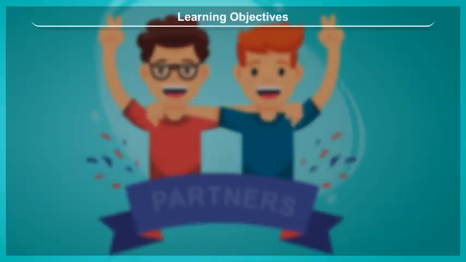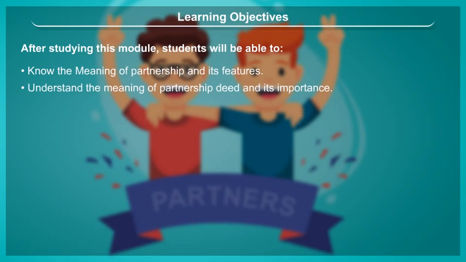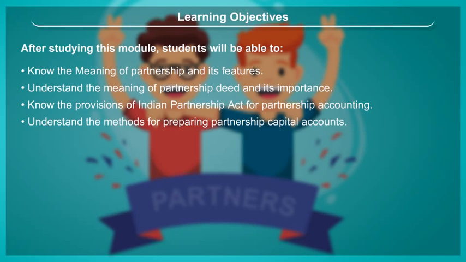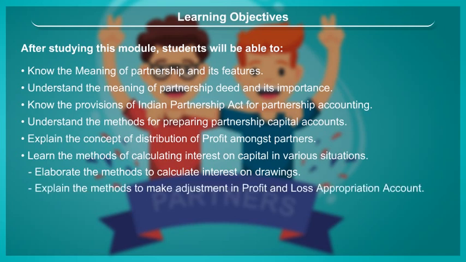Learning objectives. After studying this module, students will be able to know the meaning of partnership and its features, understand the meaning of partnership deed and its importance, know the provisions of Indian Partnership Act for partnership accounting, understand the methods for preparing partnership capital accounts, explain the concept of distribution of profit amongst partners, learn the methods of calculating interest on capital in various situations, elaborate the methods to calculate interest on drawings, explain the methods to make adjustment in profit and loss appropriation account.